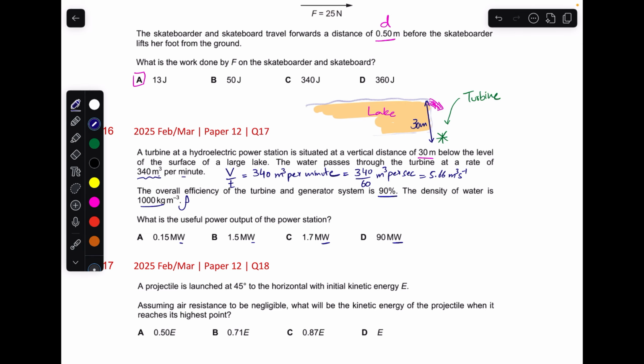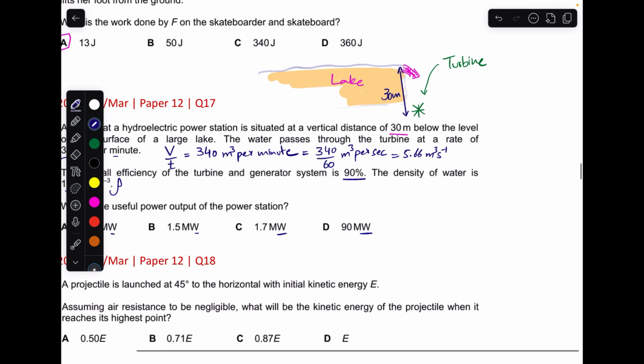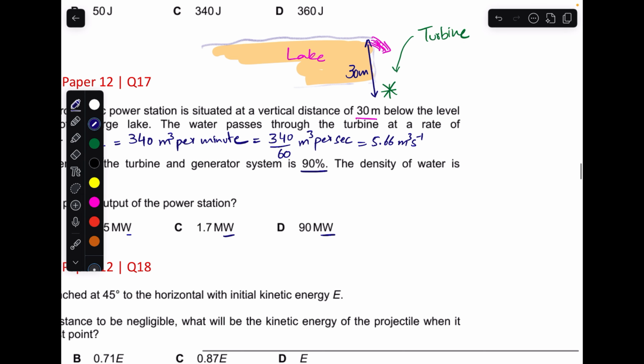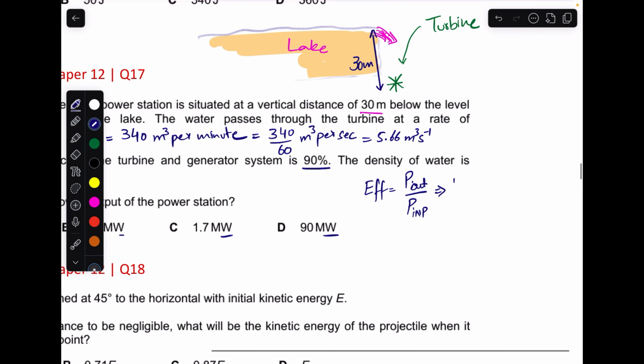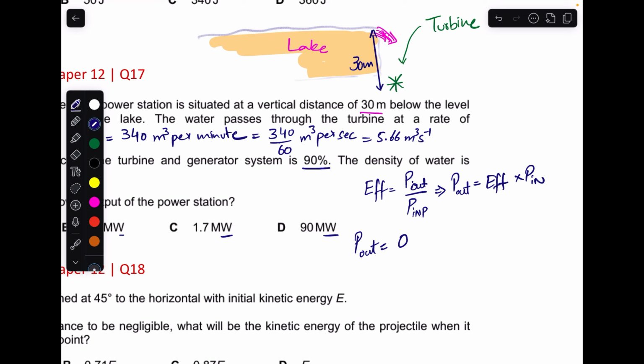What is the useful power output of the station? Okay, so efficiency is also involved. So let's work it out. We know efficiency is useful power output divided by power input. You have to find power output. So P out is efficiency multiplied by P in. Efficiency is 90%. When you change it, it will be 90 divided by 100, 0.90, multiplied with the power input.